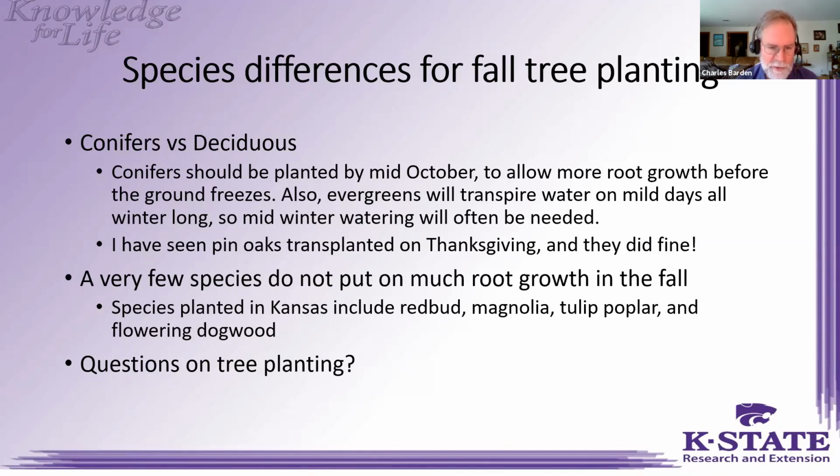There are just a few species, very few species, that do not put on much root growth in the fall. Studies have shown there's a short list of these trees, but ones that are commonly planted, perhaps in Kansas, include redbud, very common. The magnolias, tulip poplar, and flowering dogwood are all species that don't put on much root growth in the fall. So if you're going to add these to the landscape, I might recommend you wait until the spring planting season to do that.